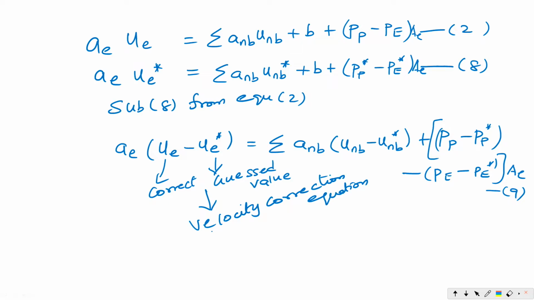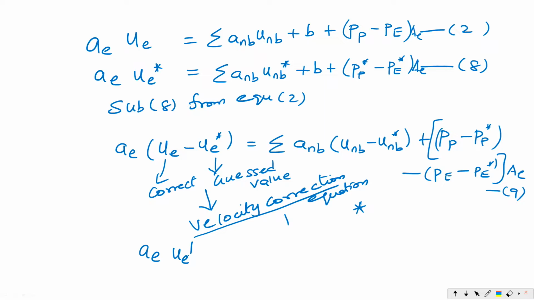Let us indicate the velocity correction by a term called prime. Earlier we were using the term star for the guessed value and we are going to use the term prime for the corrected value or velocity correction terms. So if I write, you can easily understand AE UE prime. What is UE prime? UE minus UE star is called UE prime. The correct value of the velocity minus the guessed value will give me the velocity correction.